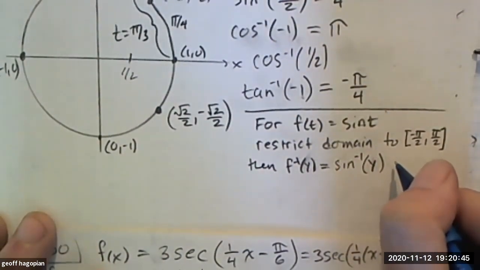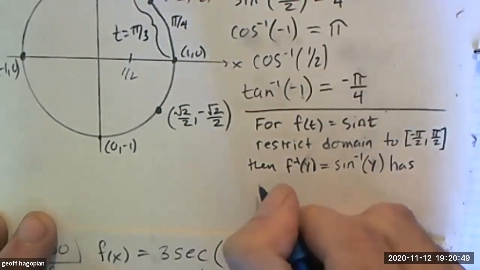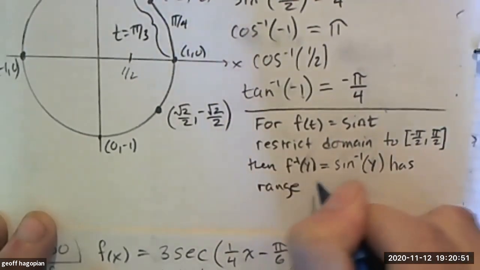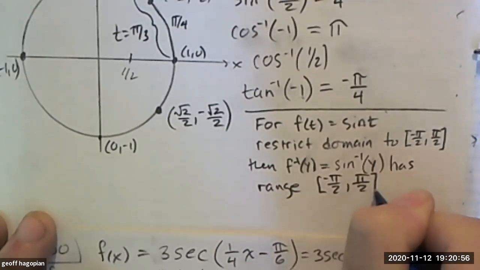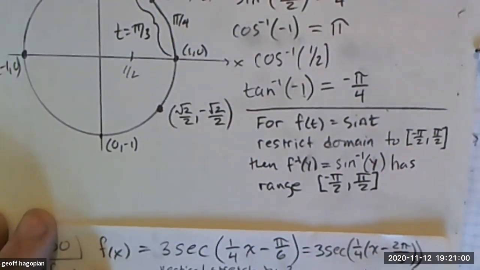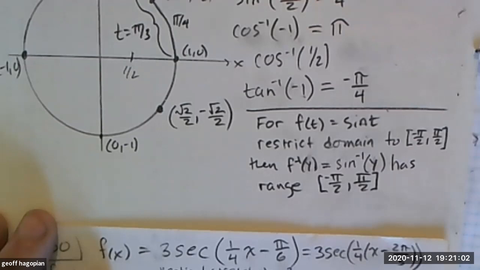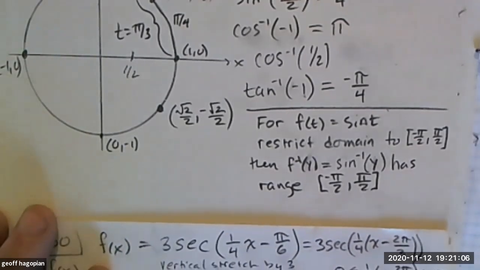So it has range negative pi over 2 to pi over 2. So remember, when you talk about the inverse function, you reverse domain and range. What used to be the input is now the output, and what used to be the output is now the input, right? Okay.